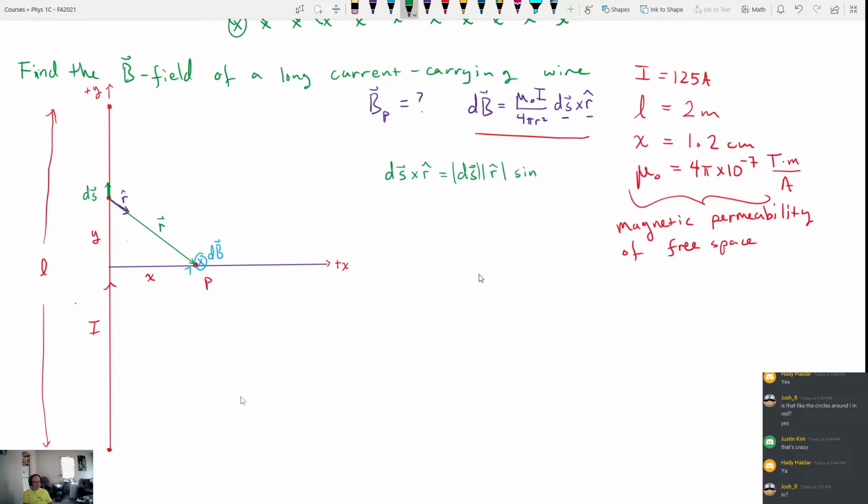Okay, so now I need an angle. The angle between ds and r hat should be this angle right here. Let me move this to the other side. So the angle between the two of these is going to be this angle here. So I'm going to go ahead and label that as phi. So we'll have sine of phi. And then this is just going to be ds. I guess in this case, ds has become dy, hasn't it?